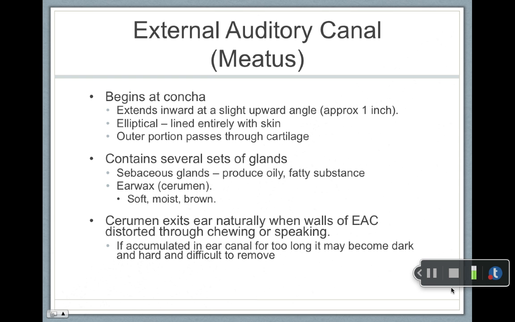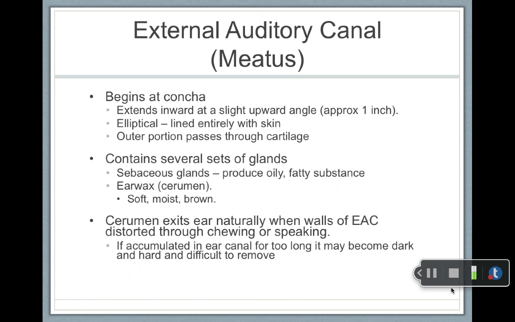Okay, so the external auditory canal, that's what we just saw. It's also called the external auditory meatus. It begins at the concha, it extends inward and slightly upward. It's approximately an inch long, elliptical in shape, lined entirely with skin. The outer portion is cartilage. In that outer portion, there are several glands. You have glands that produce earwax.